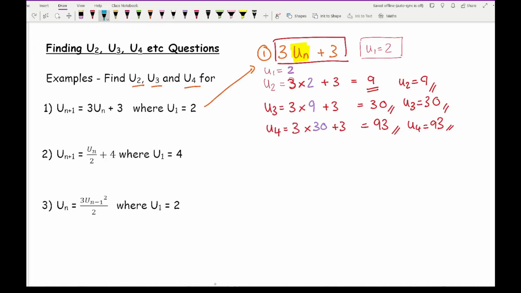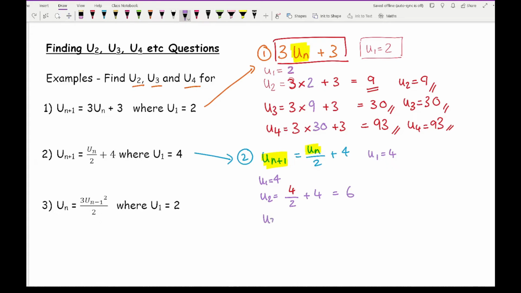So moving on to question 2. So with question 2, our formula looks like u(n+1) equals u(n) over 2 plus 4. Now u(n) is the previous term and u(n+1) is my new term. So again, starting with a value of 4. So u1 equals 4. So u2 is going to be the previous term, which is 4, divided by 2, because you always divide by 2 because that's the formula, and then add 4. So 4 divided by 2 is 2, plus 4 is 6.